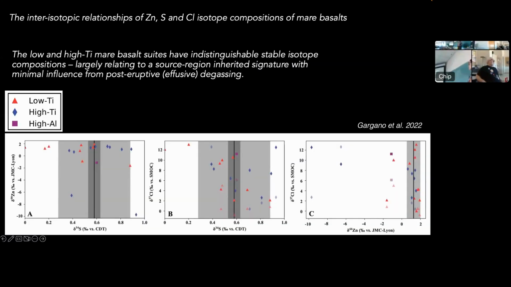Here I'm showing you a plot of the combined zinc, sulfur, and chlorine isotope values of Mare basalts. And we're going to discuss this in more detail as we go further on, but as a first brush approach, I want to convey the fact that we see no distinction between these isotope systems in the low and high Ti Mare basalts, despite the fact that they're different ages. So the fact that they have indistinguishable stable isotope values, we largely relate this to a source region inherited signature, meaning that these compositions that are different from the Earth relate to the giant impact, with minimal influence from post-eruptive degassing, specifically in terms of the effusively erupted rocks.